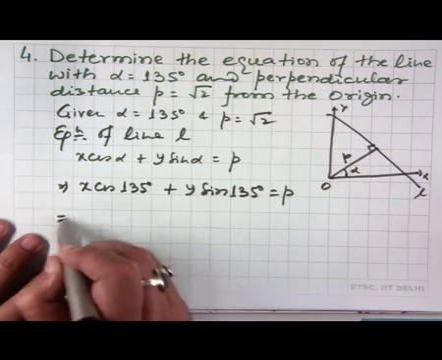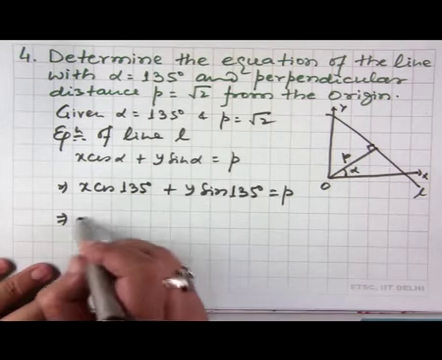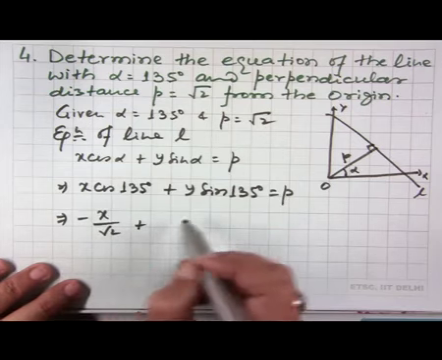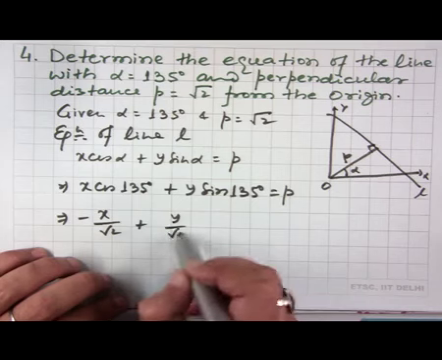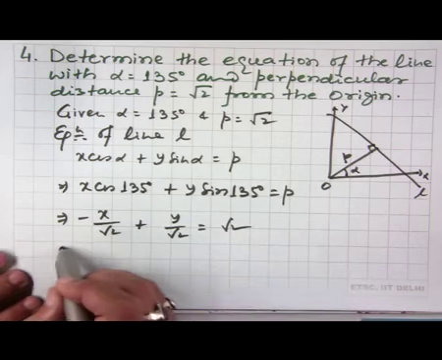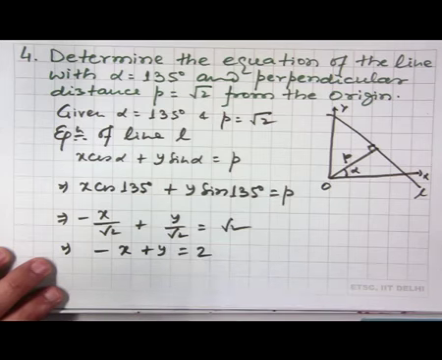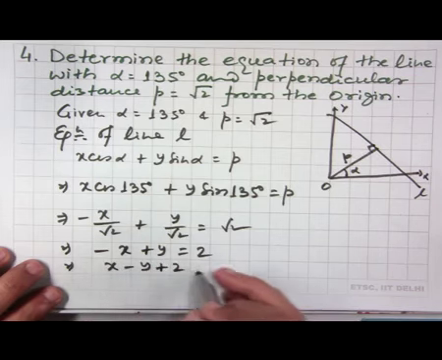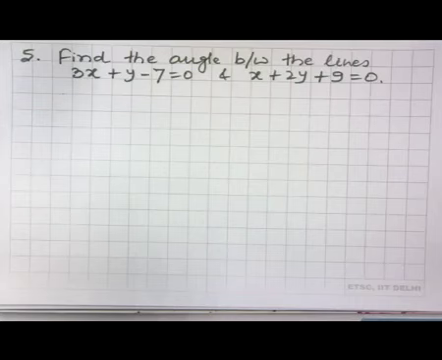So cos 135 degrees is equal to minus 1 by root 2, so this is minus x by root 2, plus sin 135 degrees, which is 1 by root 2, so y by root 2, is equal to root 2. So this implies minus x plus y is equal to 2. So x minus y plus 2 equal to 0 is the equation of the line when these two pieces of information are given.